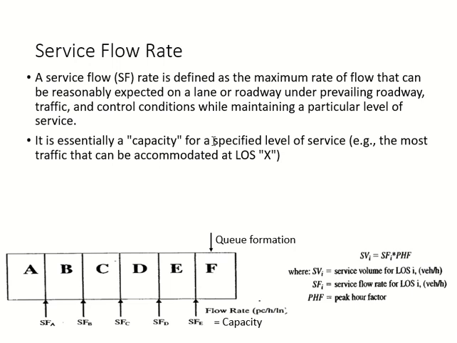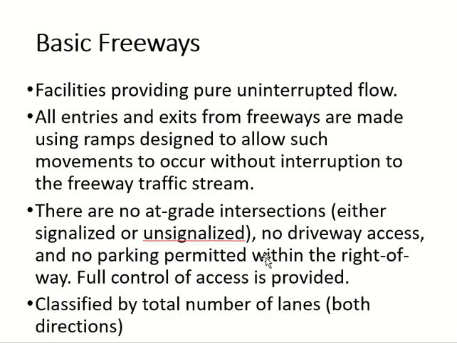If you have the flow rate, multiplying it with peak hour factor converts it into volume. So if you have the values of service flow rate, you can multiply them with peak hour factor and it becomes service volume. Like I said, every level of service has a maximum flow rate. The maximum flow rate for E is called capacity. That's why we said level of service E represents capacity conditions. And after that we have the queue formation.